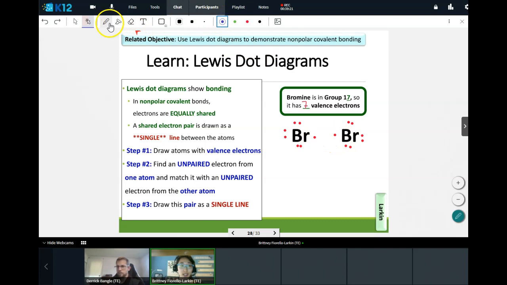Cool. So now what we can go ahead and do is we can actually make them share with each other. So we can go ahead and say, you're going to share your electron over here, and you're going to share your electron over here. And now we're going to draw that as a single line between the bromines.